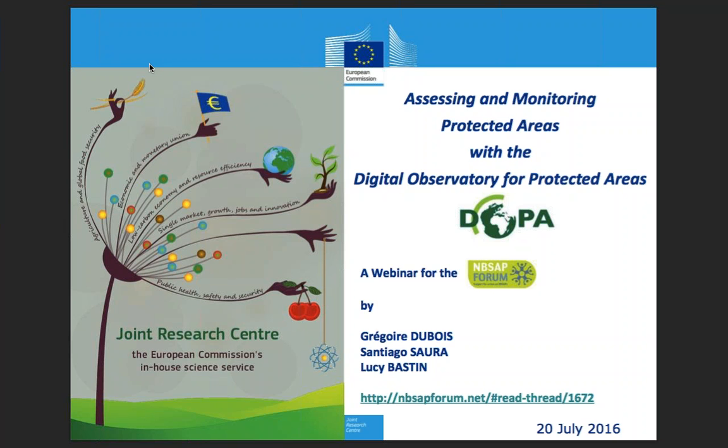This is a project that is coordinated. The project leader is Gregoire Dubois, who is here with me, and also other staff from the Commission is working in this project, like Lucy Bastin and myself. And we will provide an overview of the DOPA indicators and capabilities to you today, as well as other related tools that are foreseen to be developed in the near future.